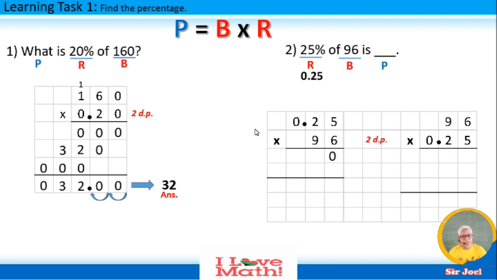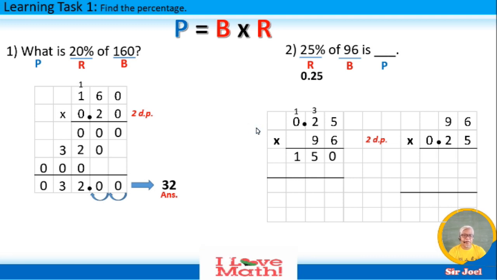6 times 5 is 30. So 0, carry 3 on top of 2. And then 6 times 2 is 12. Plus 3 is 15. So we have 5. And then 1 on top of 0. 6 times 0 is 0. Plus 1, we have 1.